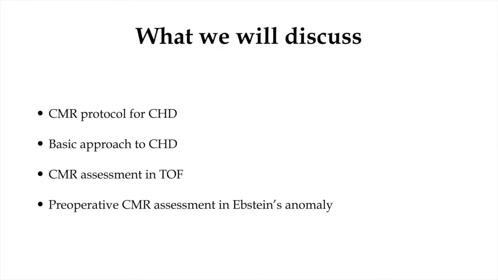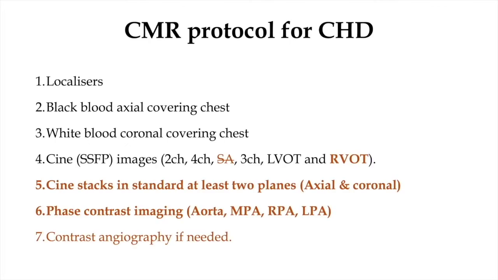What we are going to discuss in this topic is the basic protocol for congenital heart disease, the basic approach towards congenital heart disease on cardiac MRI, and cardiac MR assessment in cases of TOF and Ebstein's anomaly. For the basic cardiac MR protocol in congenital heart diseases, we start with the localizers, then the black blood and white blood static images covering the chest.